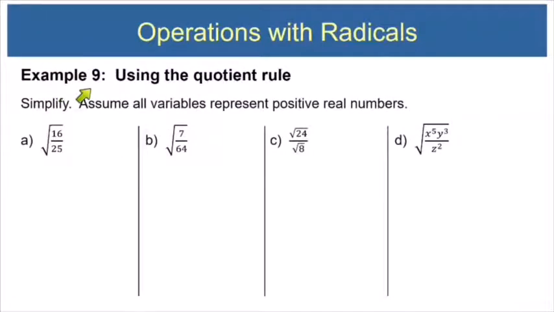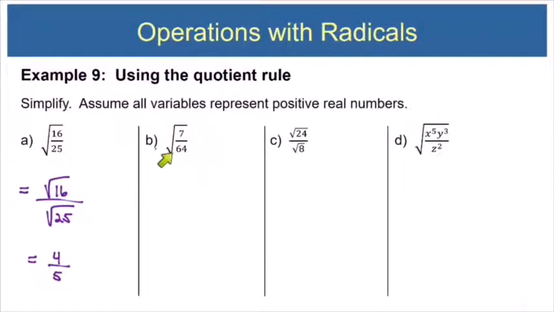Okay, so here in example 9, we are going to practice using the quotient rule. We're going to simplify each of these expressions, and we get to assume that all variables represent positive real numbers, which remember that just means we don't have to think about absolute value bars. Okay, so this first one is really simple. We have square root of 16 over 25. So if we use the quotient rule for radicals, we'll split this up so that it's square root of 16 over square root of 25, and we'll simplify each of these separately. So the square root of 16 is 4, and in the denominator, the square root of 25 is 5. And so the square root of 16 over 25 just simplifies to 4 over 5.